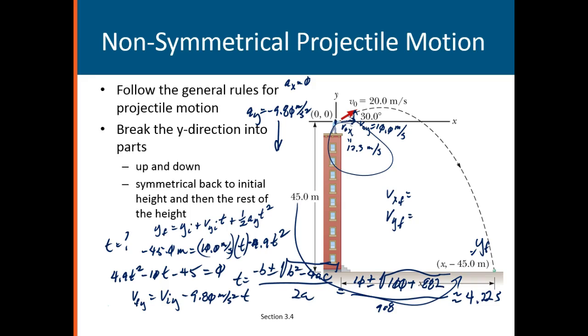I said the initial velocity in the y direction. Initial velocity in the y direction is 10, exactly. So this will be 10 meters per second, that's a positive, minus 9.8 times your time, which was 4.22 seconds. Here the seconds will cancel out. So 10 minus 9.8 times 4.22. Pretty hefty number.